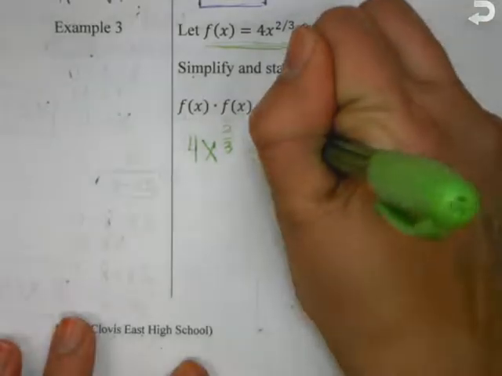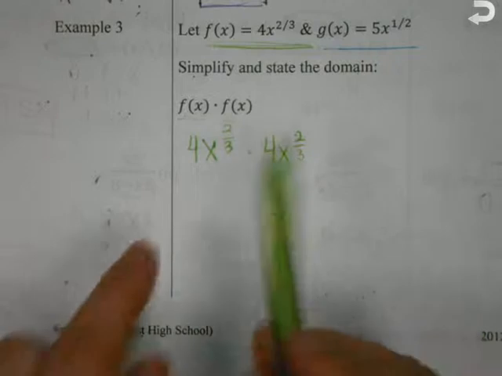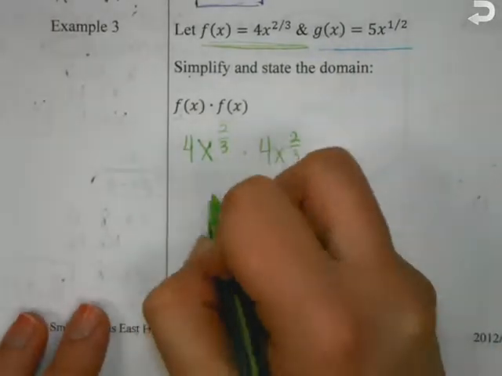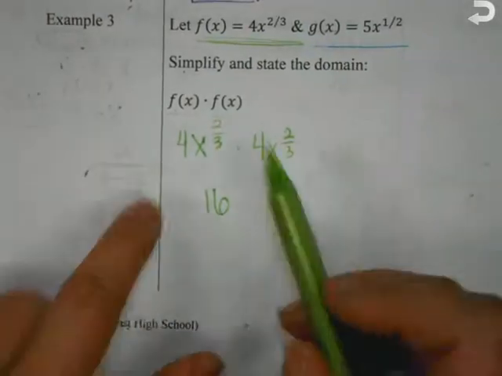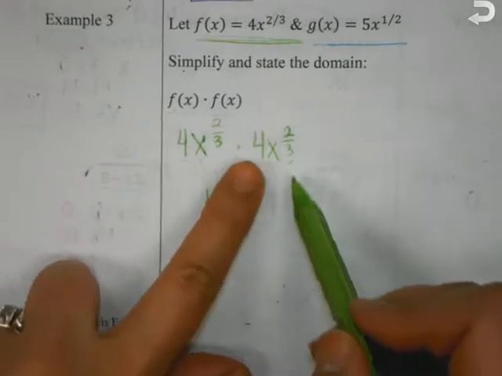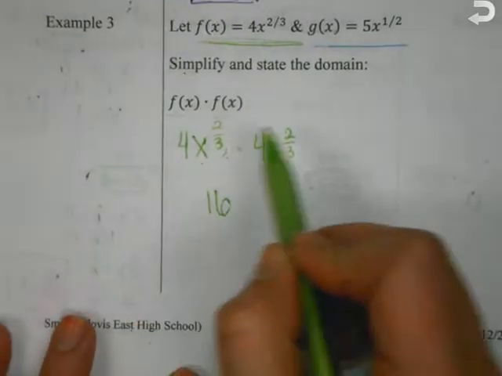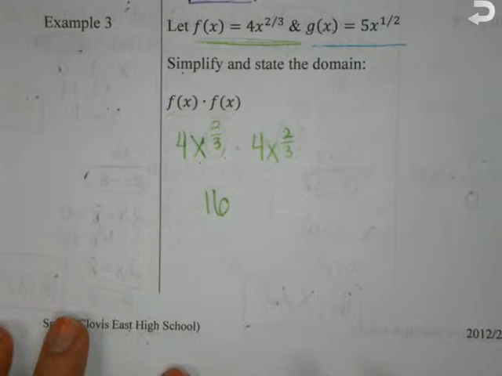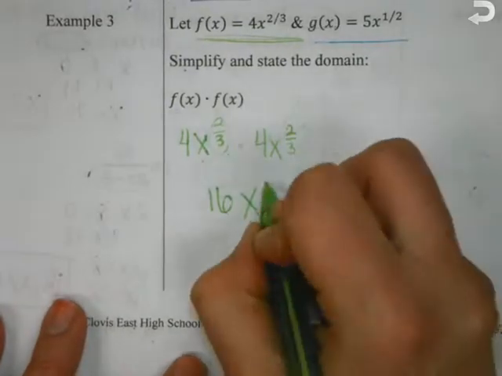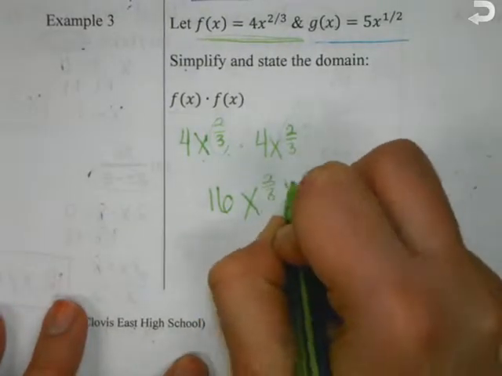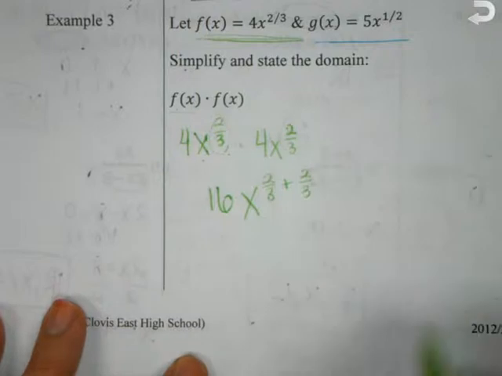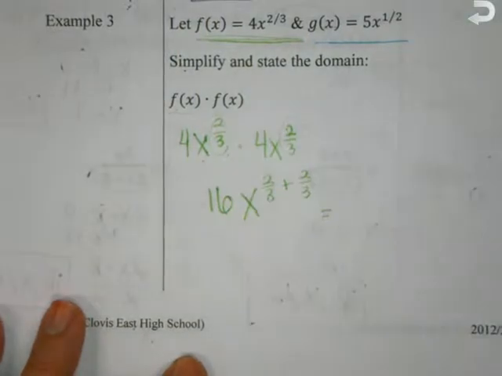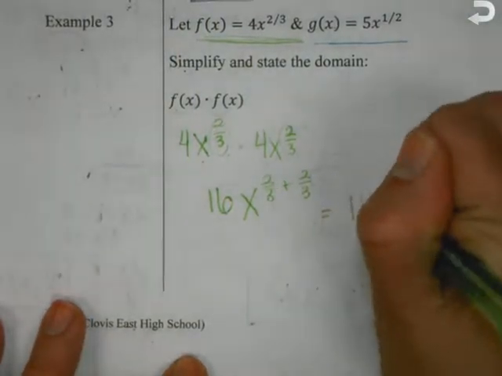Okay, so let's multiply. 4 times 4 gives me 16. x to the 2/3 times x to the 2/3. What am I going to do with those exponents? Add them. So that's going to be x to the 2/3 plus 2/3, which gives me 16x to the 4/3.